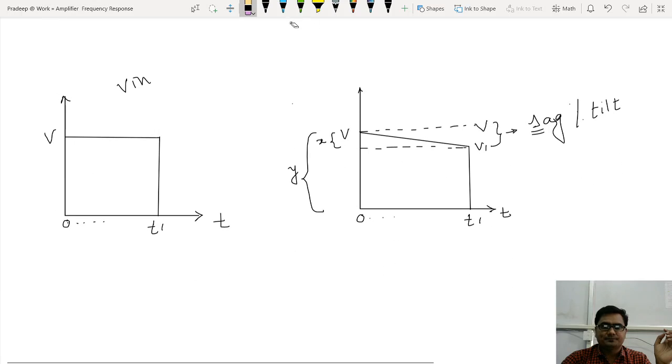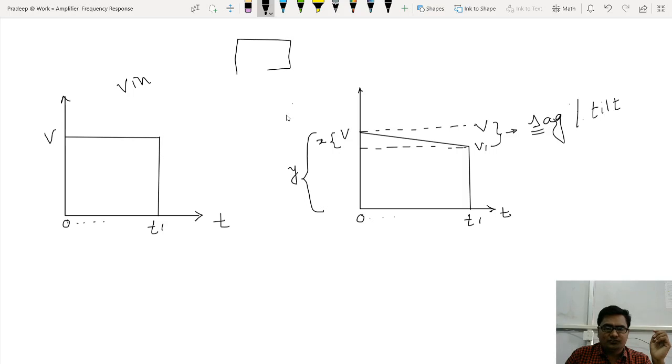So look at this. Now I have an amplifier. This is my amplifier. I'm just drawing a box for an amplifier. This is the input signal I'm talking about, and here is the kind of output voltage I'm getting.